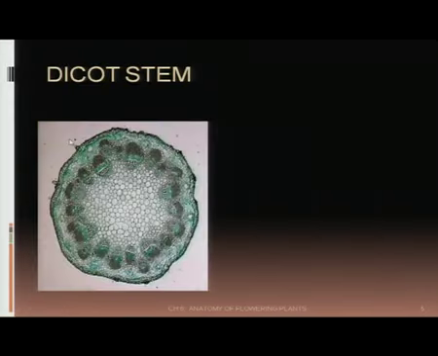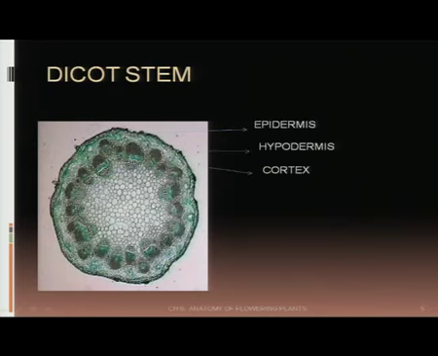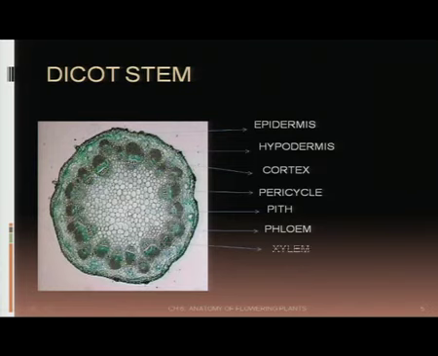Then we studied the dicot stem. This was the slide we had studied. It is a typical dicot stem showing the epidermis, the cortex, hypodermis, followed by the pericycle and a well developed pith. We also saw that the vascular bundles are arranged in a ring and they are open vascular bundles because they have cambium present between the phloem and the xylem.